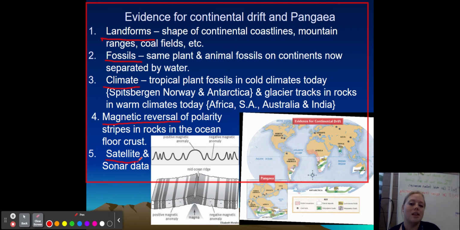And lastly, satellites and sonar data. Sonar data refers to things that are in the Earth, like inside. So we're talking earthquake, seismic waves going through the Earth, and we can record that. But also the satellite from space, we can see these changes, these movements, 2 centimeters per year that we see these continents moving around. So if you need to, pause the screen to keep writing.